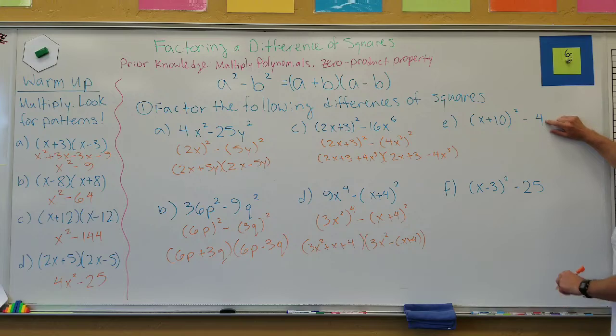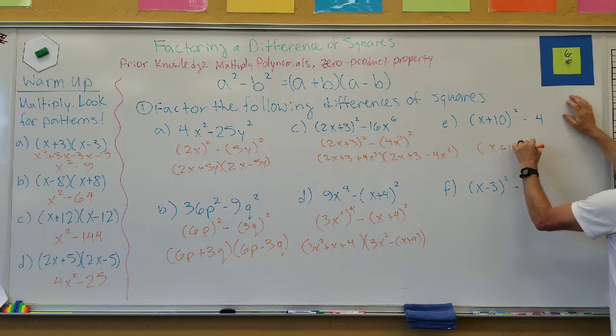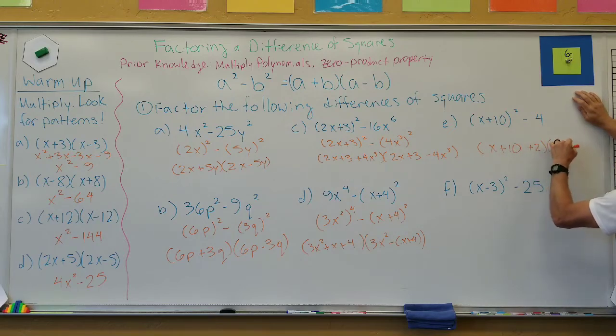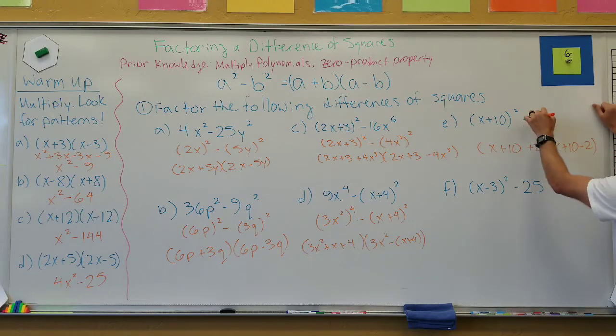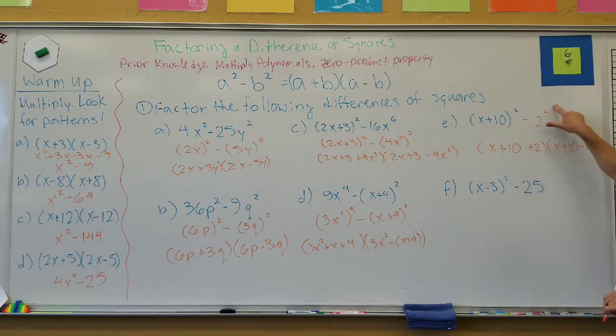So you'll notice 4 is 2 squared, right? So what we should have here is x plus 10 plus 2 times x plus 10 minus 2. Because this 4 is 2 squared. So we have something squared minus another thing squared. So what's their sum times their difference?